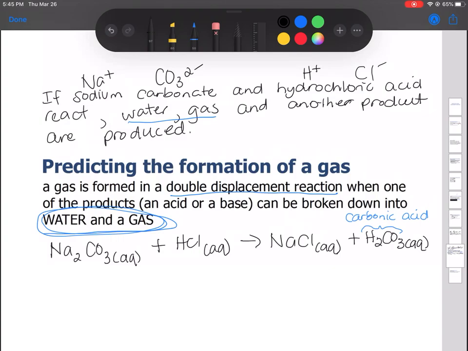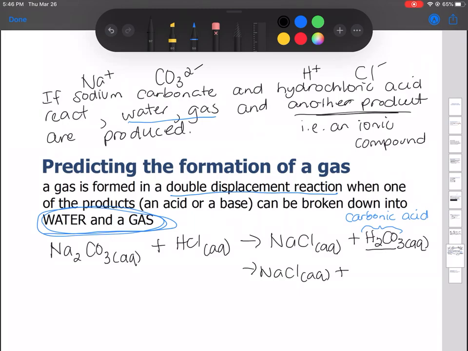So what happens when you get an acid or a base produced, then this substance, this carbonic acid, is what's going to break down into water and a gas. Even if you didn't recognize that as an acid, you cannot make water from this. NaCl has no H, no O, so you're not going to get water from that. So when it talks about another product, that is usually going to be an ionic compound, like NaCl. So the NaCl is not going to change.